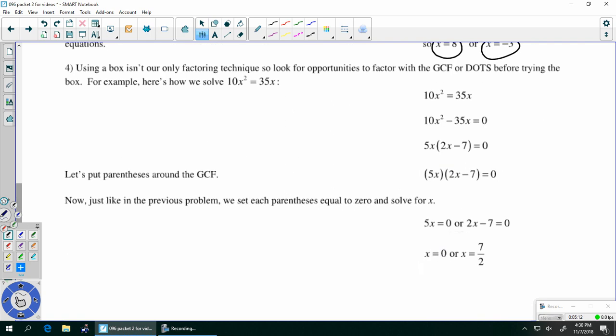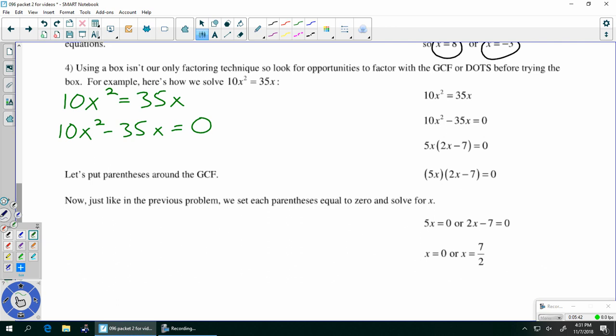Number 4, using a box isn't our only factoring technique, so look for opportunities to factor with the GCF or dots before trying the box. For example, 10x squared equals 35x. All right, so this one's typed out over there, but let's just do it. 10x squared equals 35x. Okay, typically I like 0 on one side, so let's move the 35x from the right to the left by subtracting. 10x squared minus 35x equals 0. Don't forget the equals 0.